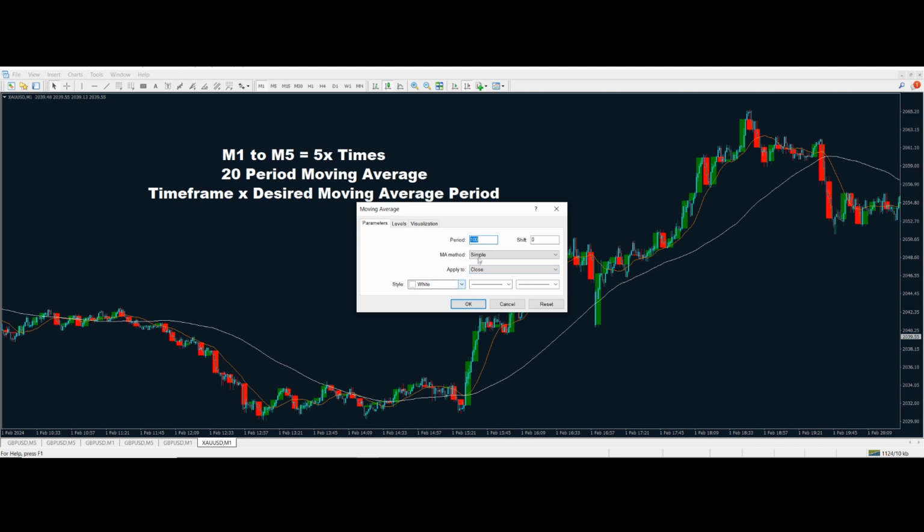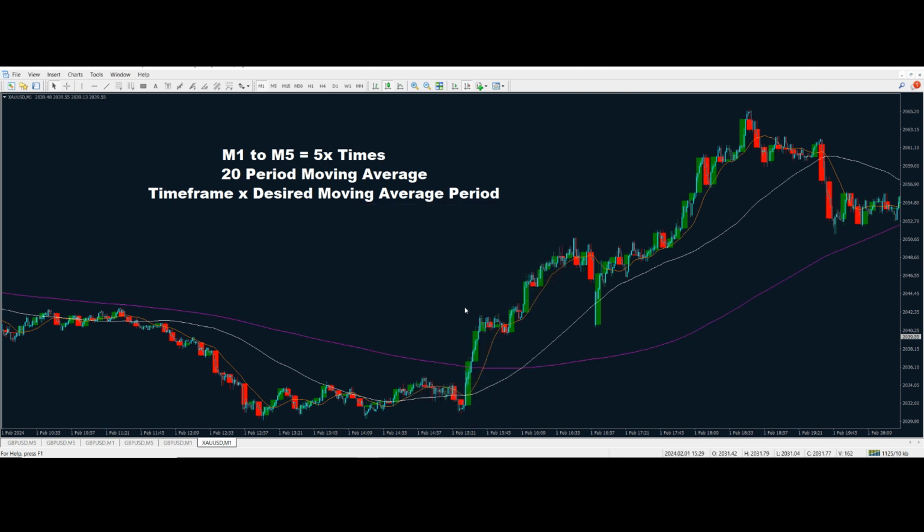Let's do it in 300 here. And now let's do it like this one here. Okay, so this is the 15-minute chart, 20 period moving average. Now you have the 5-minute crossing the 15, and you have the 20 period moving average on the 1-minute chart also crossing the 15-minute chart. So this is how it looks, and this is one of the ideas.